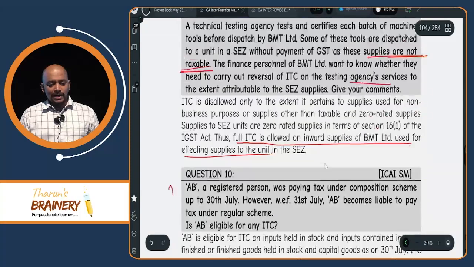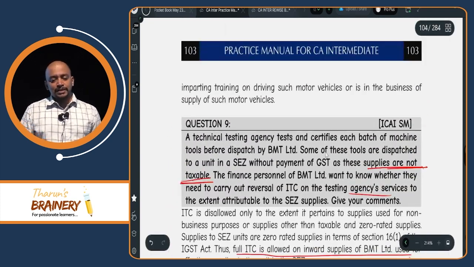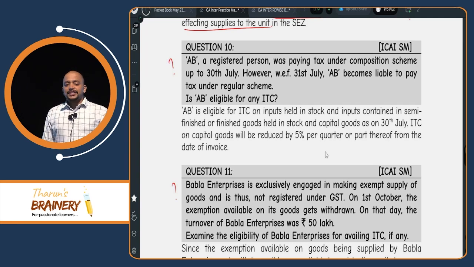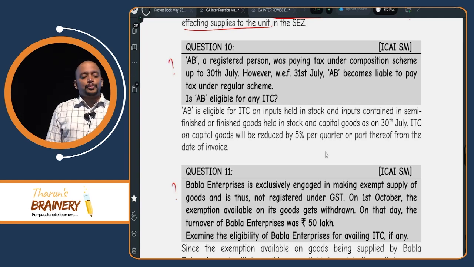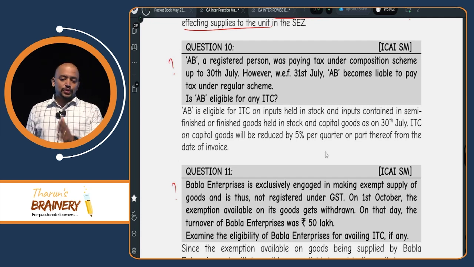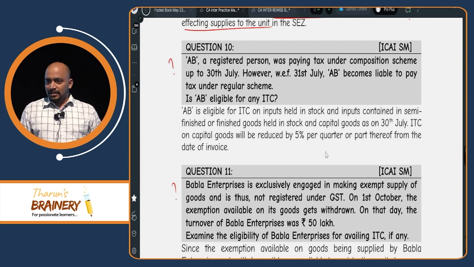Then next one, question number 10 in page number 103. AB, a registered person, was paying tax under composition scheme up to 30th July. However, with effect from 31st July, AB became liable to pay tax under regular scheme. Is AB eligible for any ITC? Composition scheme to normal scheme.